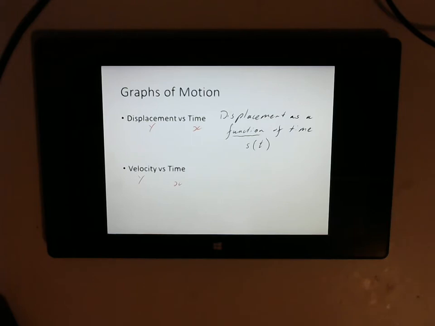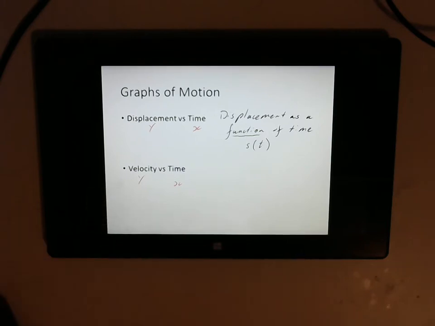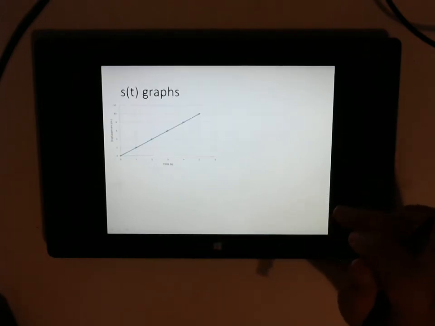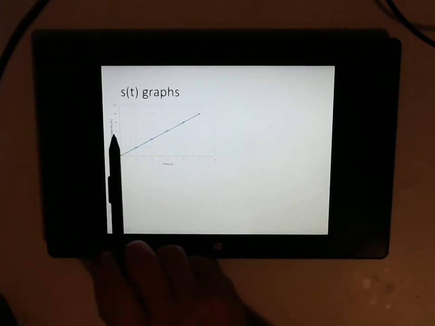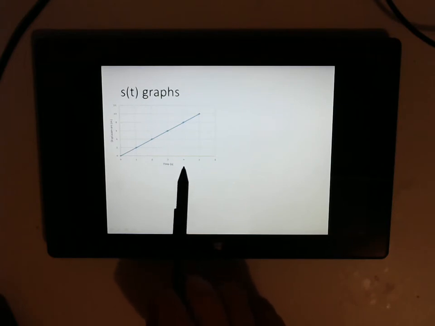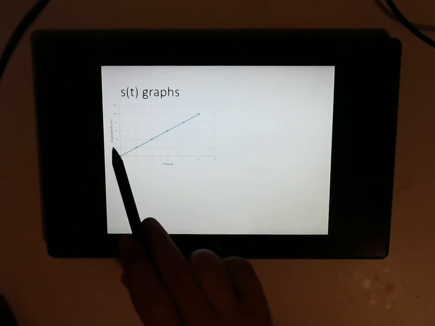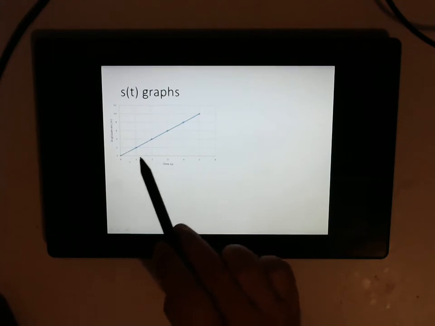So we need to be able to do a couple of skills. We need to be able to do gradient, and we need to be able to find the area of the graph. So those are the things that we're going after here. So let's have a look at our first graph here. So this is an ST graph. We've got our displacement here, we can see that, and we've got our time here. And so we would call this an ST. Note, we'll always put S on the y-axis just because it's useful. We've got T down here on the x-axis, and we can see it's a straight line.